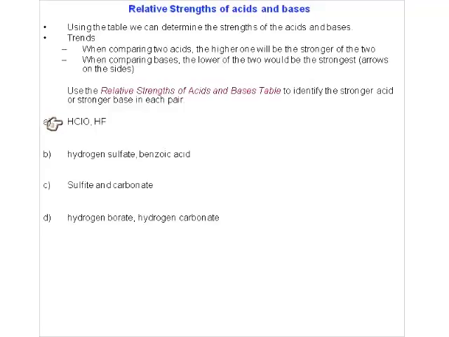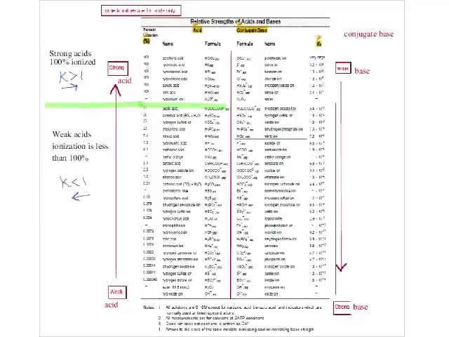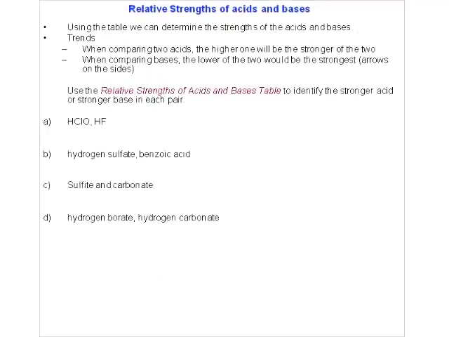So looking at this, we're looking at HClO and HF. So we go to our table and we say HClO and HF. There's HF right here in blue, and HClO, I have to search down through until I find it. There's HClO right there. Which is the strongest acid? HF, because it's higher. All right? So HF is the strongest. It's higher on the table.